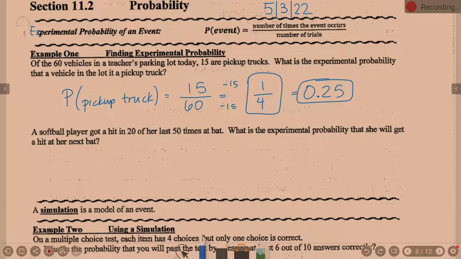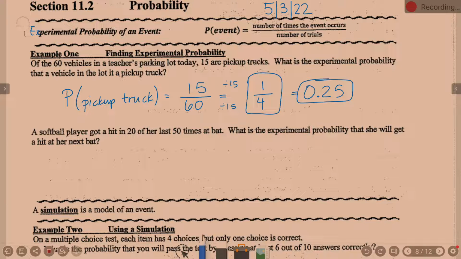Now, you have to watch your directions in homework. More of them want decimals than fractions. Sometimes they said 2 decimal places, sometimes they said 3 decimal places. So good luck paying attention to the directions, because it was a little bit of everywhere.